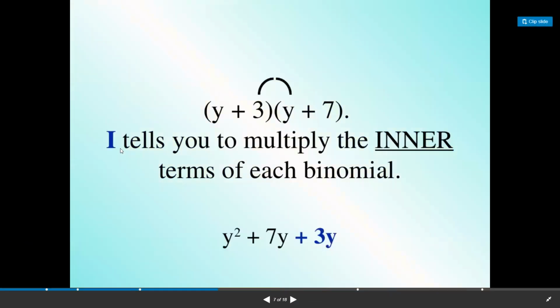So after that, FOIL, the third letter I, tells you to multiply the inner terms of the binomials. Inner means plus 3 and y. So multiply 3 and y and bring 3y here. And finally, L is there.